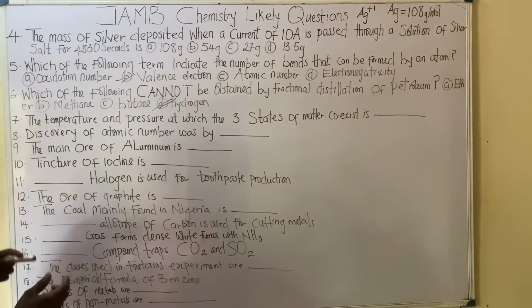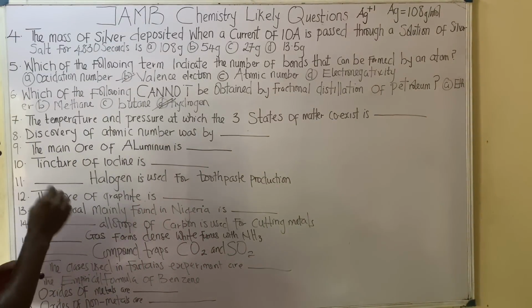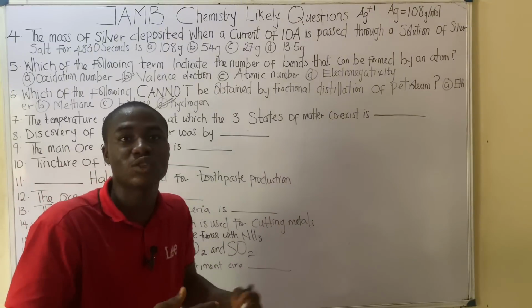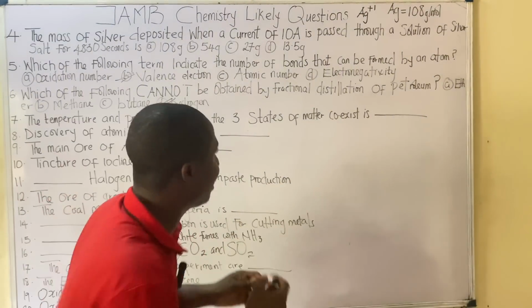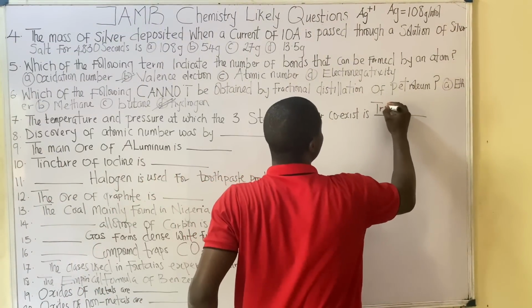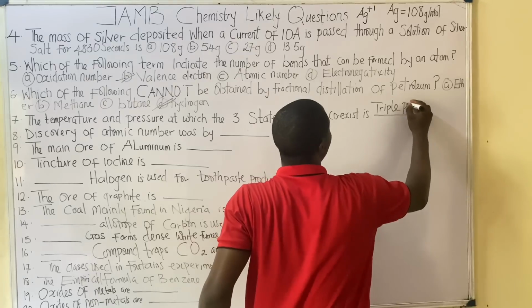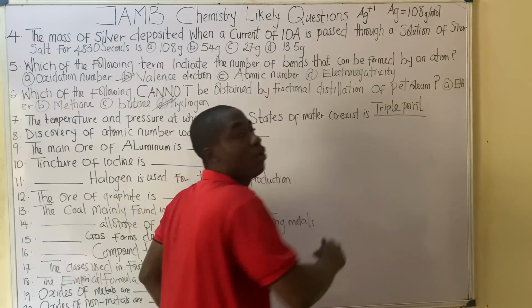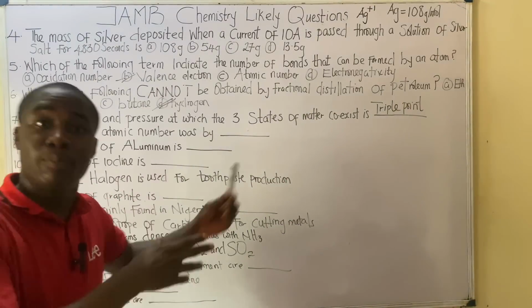Now for question number 7, it says the temperature and pressure at which the 3 states of matter coexist together is called the triple point. Note this. The temperature and pressure, we have different points. We have boiling point, melting point. We have triple point now.